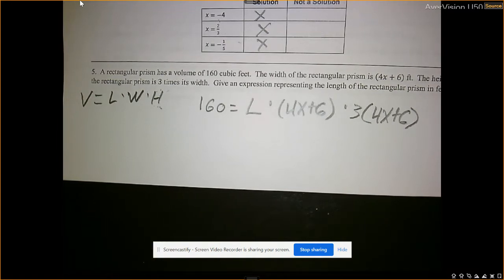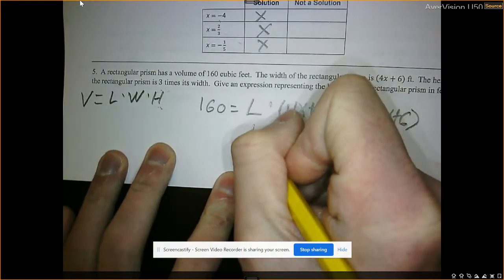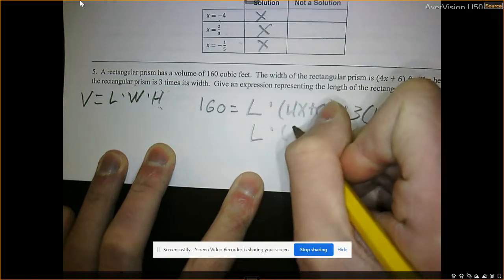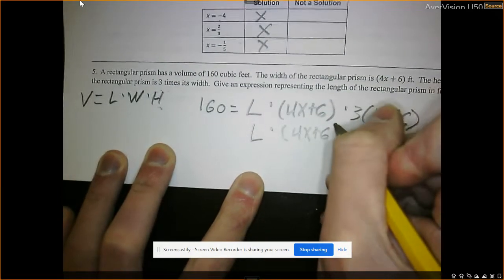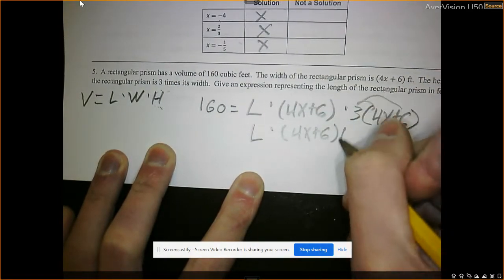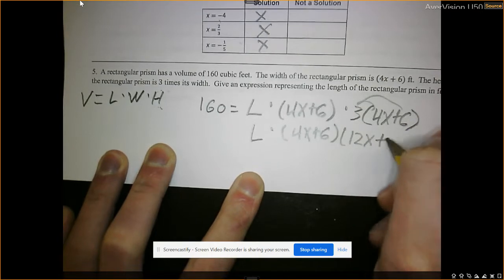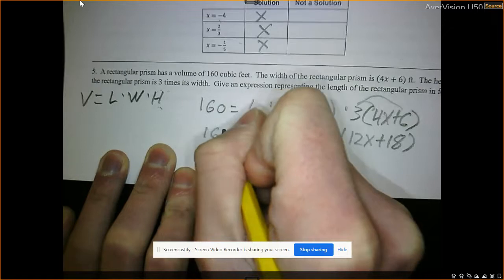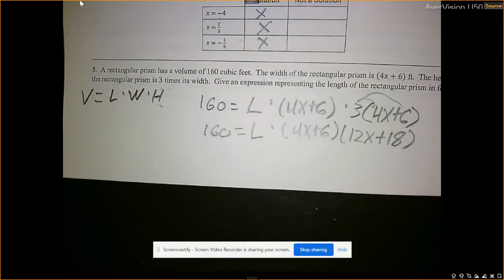Okay, so then from here, you just need to go ahead and simplify this some more. So I'll just bring this down for now because we need to distribute this 3. That'll give you 12x plus 18. Again, this still equals 160. And there's a few ways of doing this actually from here.